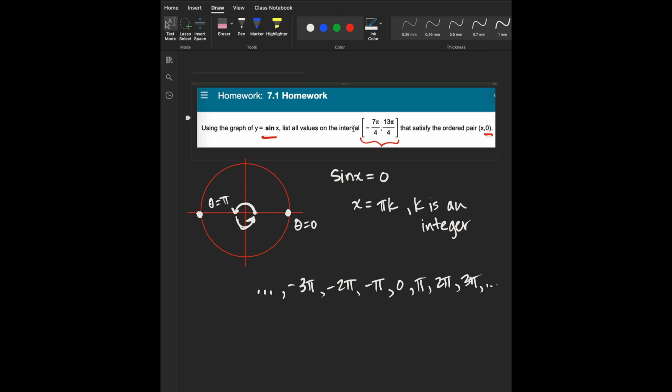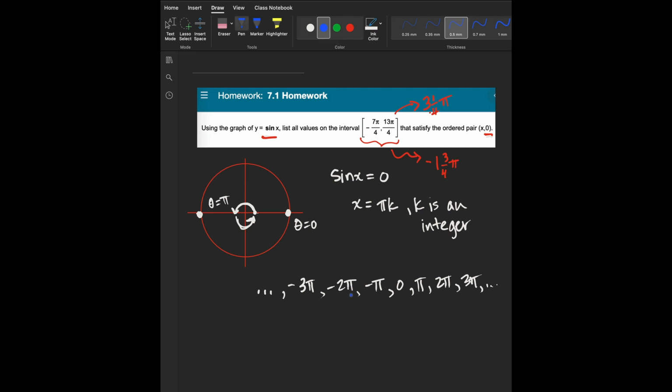Now, if we take a look at these endpoints up here, let's try to write these out in terms of pi. So that first one is minus 1 3/4 pi. And this endpoint would be, let's see, 4 goes into 13 3 times, so that's 12. And then there's going to be one left over, so 3 1/4 pi. So we want to pick the solutions that satisfy that.